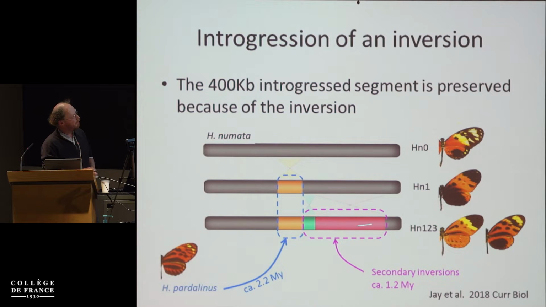And then we have another series of inversions which only evolved in Heliconius numata, this polymorphic species, after introgression of the first inversion P1. And so this segment is preserved intact from Heliconius pardalinus, from the donor species, because of the inversion, which prevents it from recombining with the host, the recipient species.